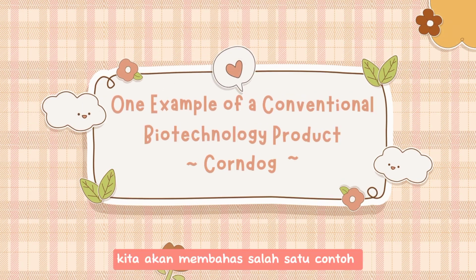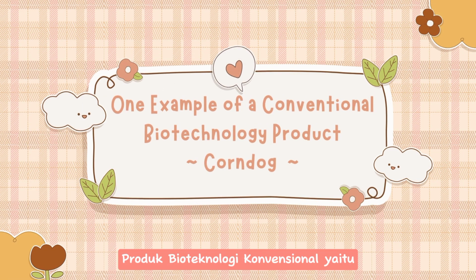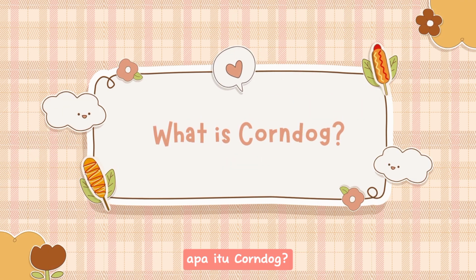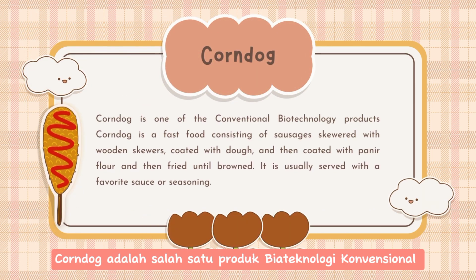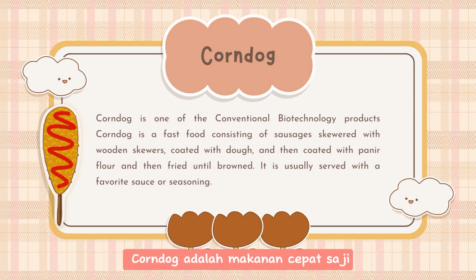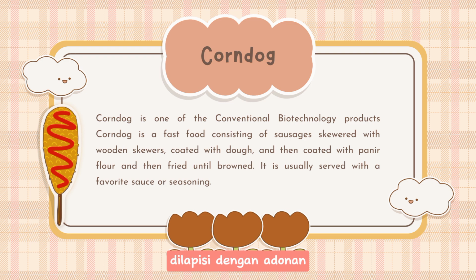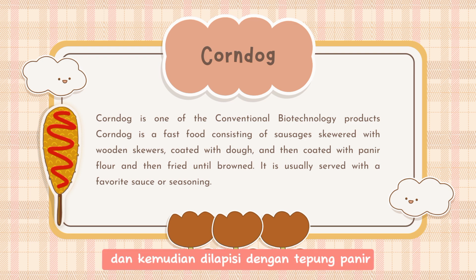We will discuss one example of a conventional biotechnology product. Corn dog. What is corn dog? Corn dog is one of the conventional biotechnology products. Corn dog is a fast food consisting of sausage, skewered with wooden sticks, coated with dough, and then coated with breadcrumbs, and then fried until browned. It is usually served with a favorite sauce or as seasoning.